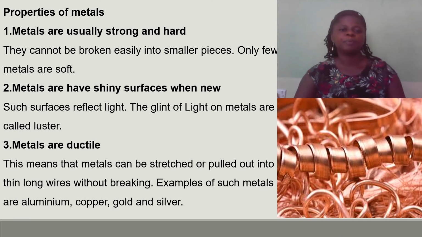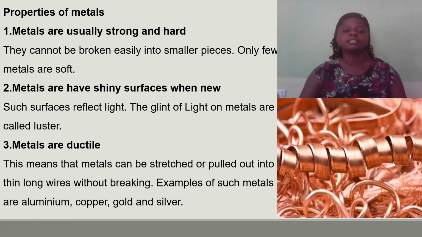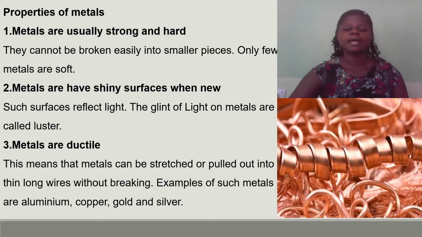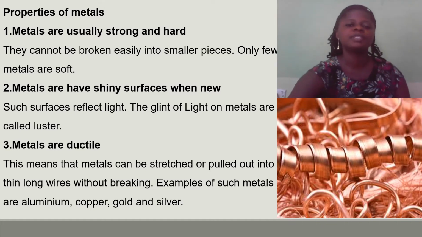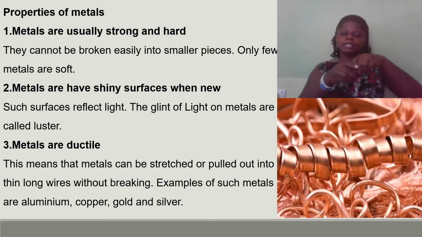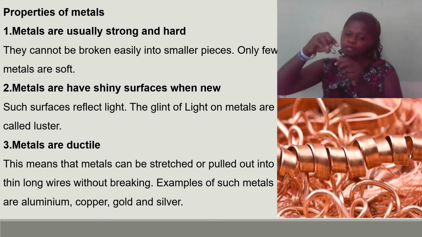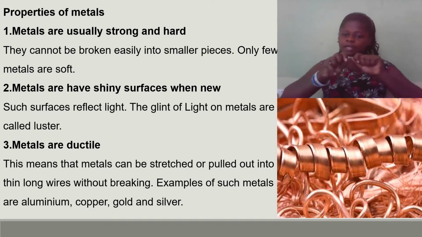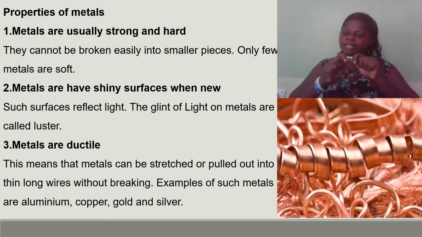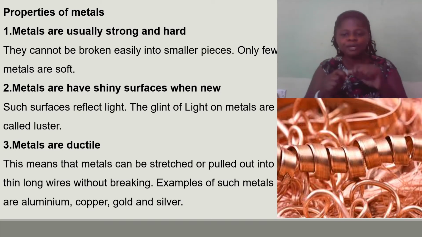Now let's look at properties of metals. The first property of metal is that they are strong and hard. Now if you take this key, see I'm holding a key in my hand. I'm going to try to break it. I'm trying to break this key. It is impossible for me to use my hand to break this key.